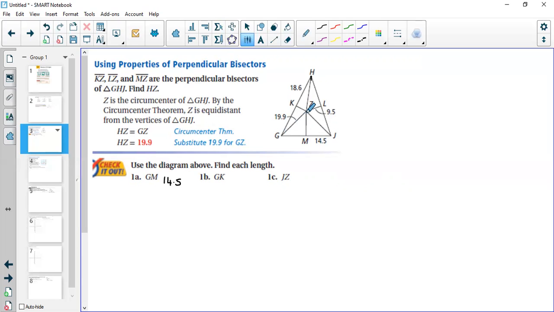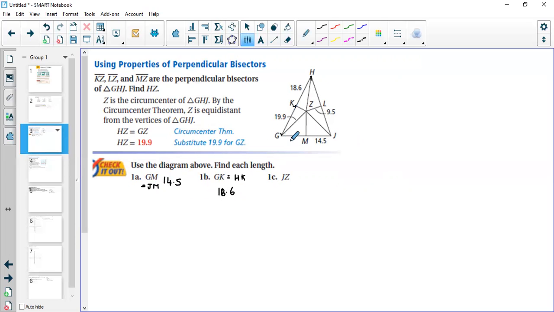GK is here, this part. Sorry for that. So this is GK. We need to find where the corresponding part for GK is. The corresponding part is KH or HK. So if HK is 18.6, we could say GK is equal to HK, so GK is also going to be 18.6. Here GM is equal to JM. I forgot to write that. Better you write it so that you will not get confused.